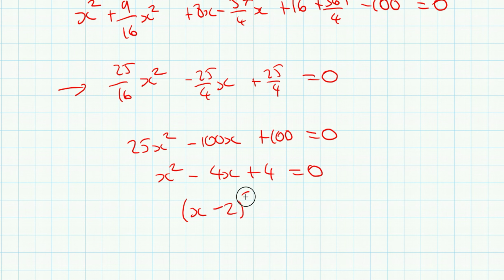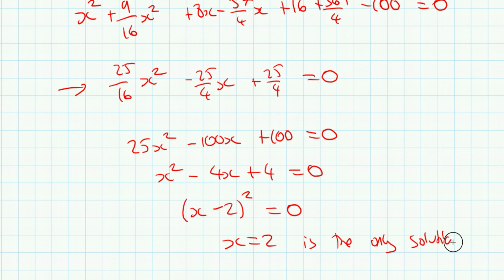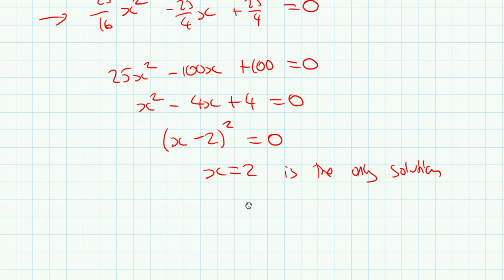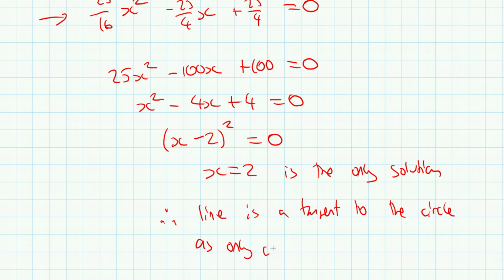But here, you're going to say it's x minus 2 squared, so x equals 2 is the only solution. Now, this is important because it suggests that it only crosses at one point. If it only crosses at one point, it must be a tangent to the circle. So therefore, the line is a tangent to the circle, as it only crosses in one position. And that's the end of the question, that you've proven that it's a tangent to the circle.